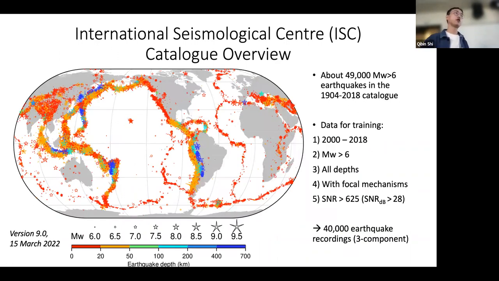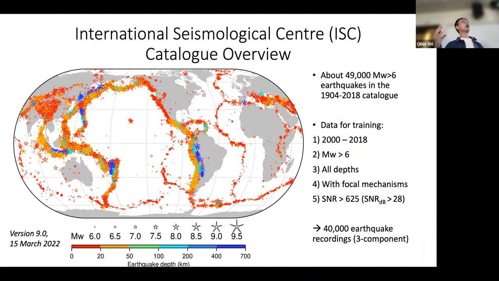So here, we collect the data for this training. Because we're training for teleseismic waves, we download the global earthquake catalog from ISC. They have lots of data from the past century, but we only extract the most recent data, because we want to make sure the data quality doesn't have a negative effect on our training. So we download earthquakes for the time period of 2000 to 2018. These earthquakes are larger than magnitude 6, because we are extracting data with a high signal-to-noise ratio so that we can have a clean label.